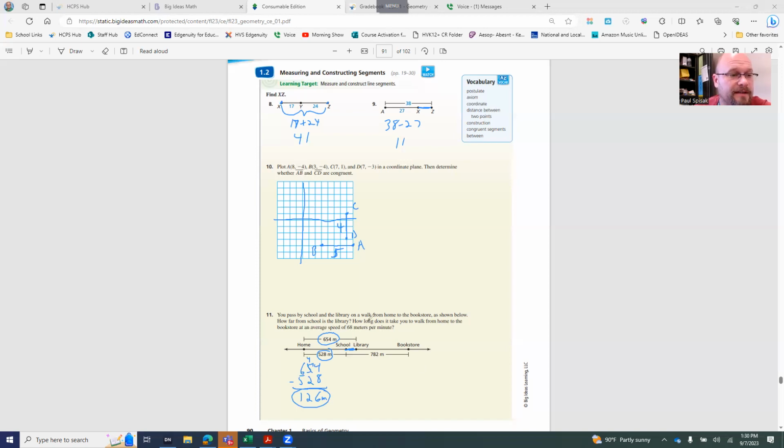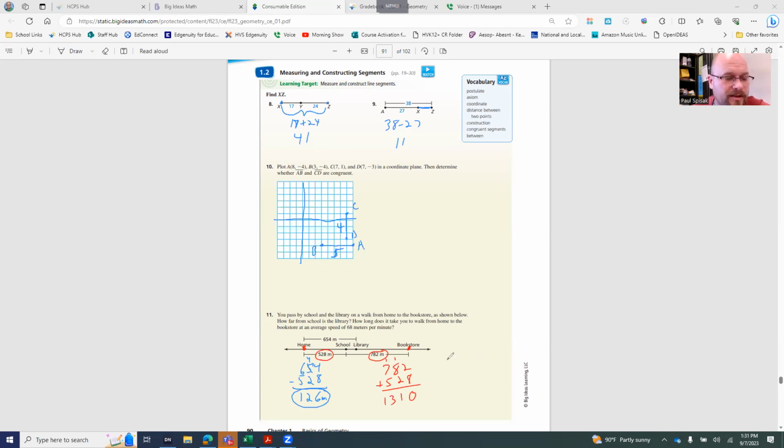Now, the second half of this is how long it would take to walk from home to the bookstore. Let me erase part of what I just did so I'm not using those same pieces. Now I'm going to take this entire length from home all the way to the bookstore. So I'm going to use these 2 values and add them together to figure out the entire length. So I have 782 plus 528. That's going to give me 0, carry the 1, that adds up, and carry another 1. This is going to be a total of 13.